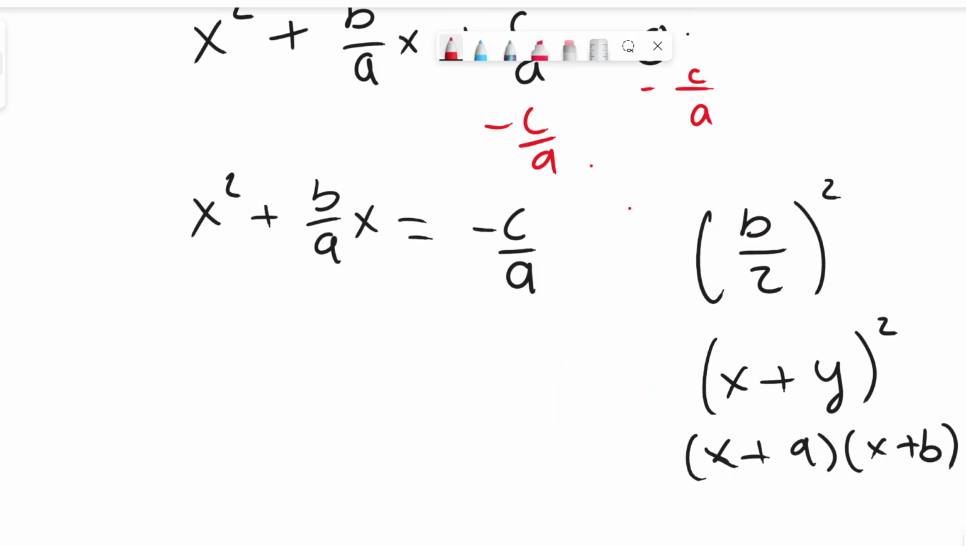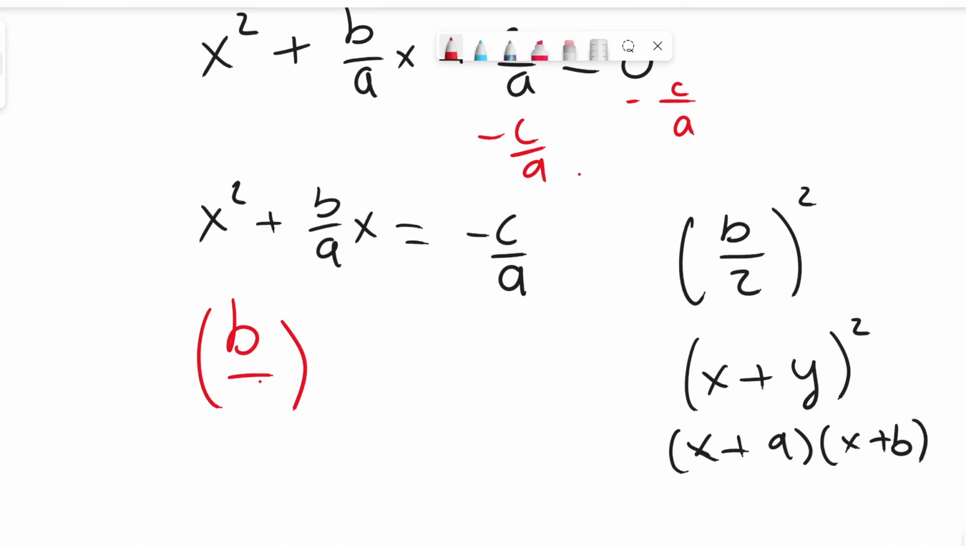So in this case, b in this completing the square formula right here would technically be b over a. So b over a divided by 2, and then squaring that. Well, let's see here.